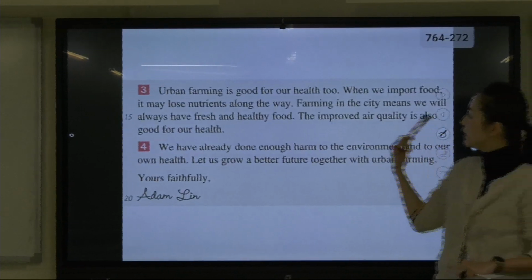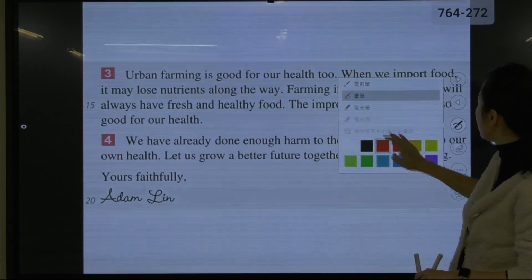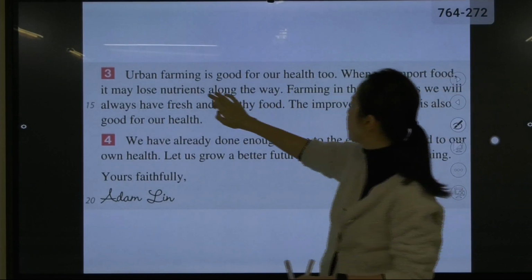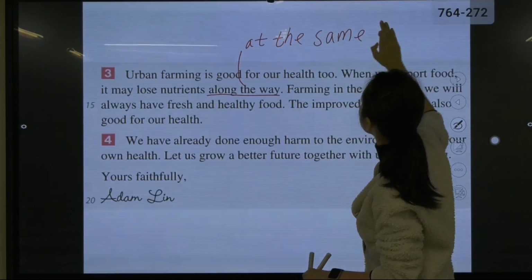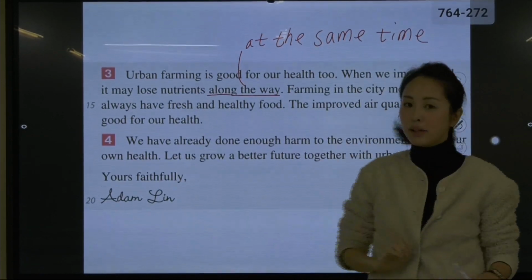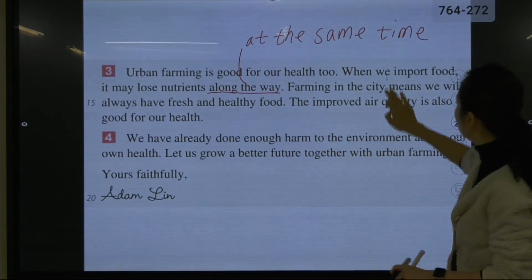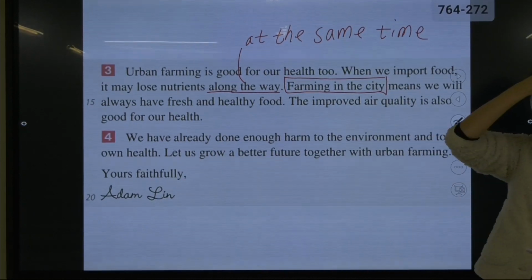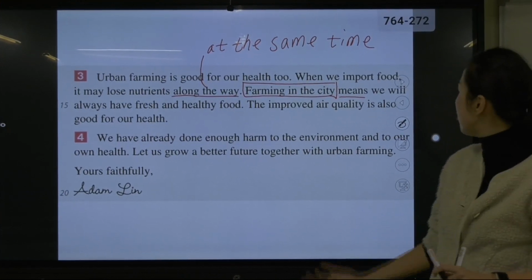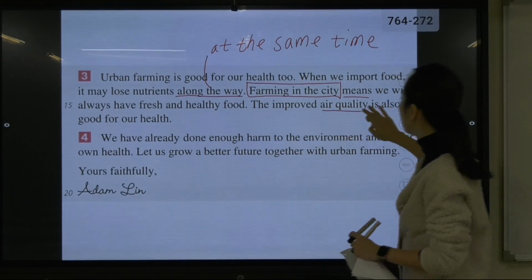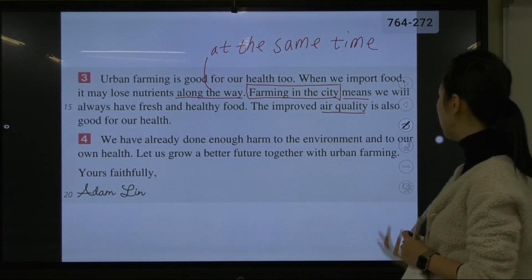When we import food, it may lose nutrients, 營養, along the way. Along the way means at the same time. Farming in the city means we will always have fresh and healthy food. Again, verb plus ing as subject, and then verbs. The improved air quality is also good for our health. Air quality, 空氣質素.